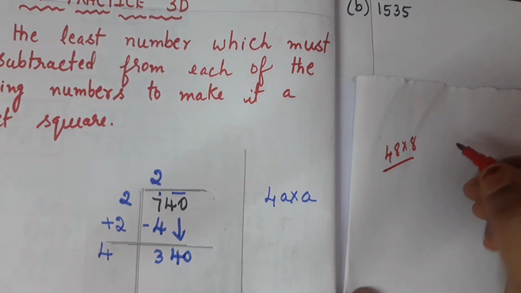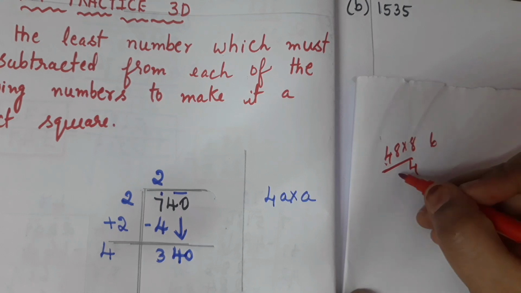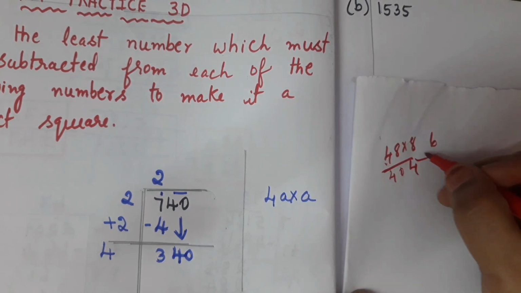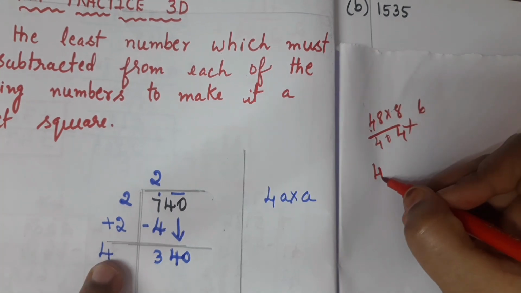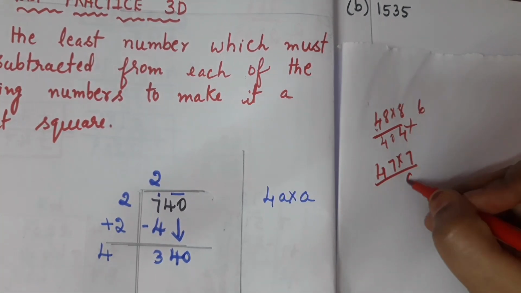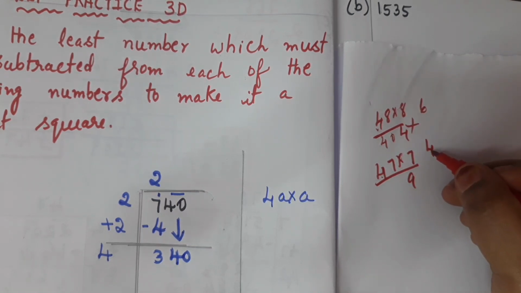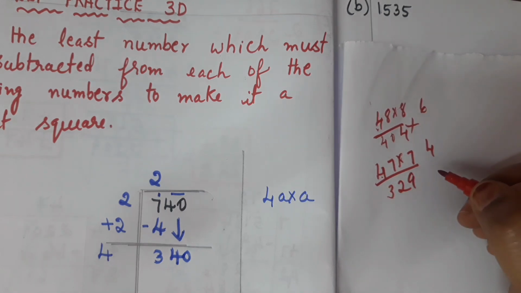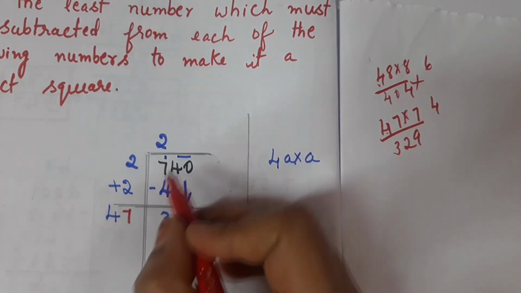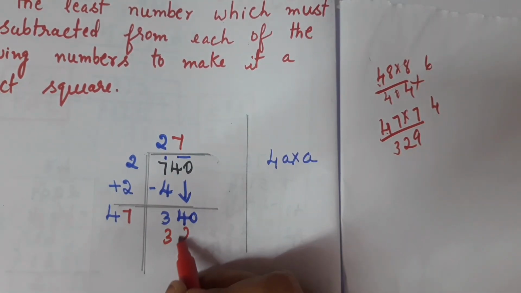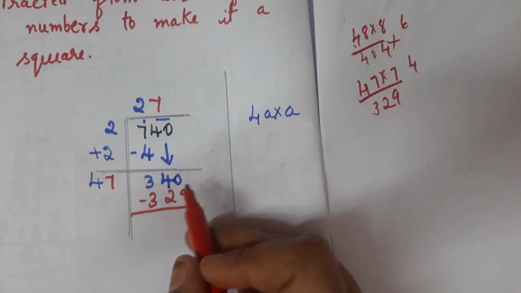Okay. 8 8s are 64. 34 plus 6 is 40. That is greater than this, and 340. We want nearer. So we'll take 4 and check with 7. 7 7s are 49. 7 4s are 28, plus 4 is 32. Okay, that is a nearer one. 4, 7, and 7. So here 7. Here the answer is 329.